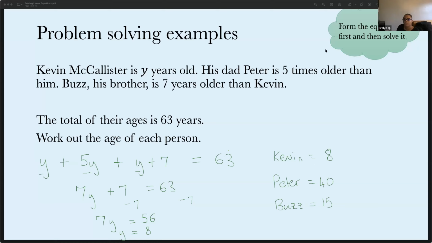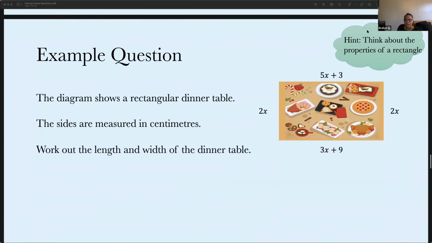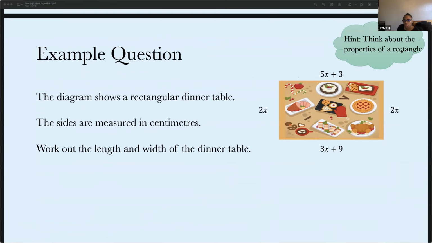Perfect. Now, we have another example question that we're going to go through in terms of problem solving just before we get onto the quiz in about 10 minutes. The next question that we're going to go through is very typical to come up in a GCSE maths paper, and this is actually very similar to a past paper exam question which has come up before.